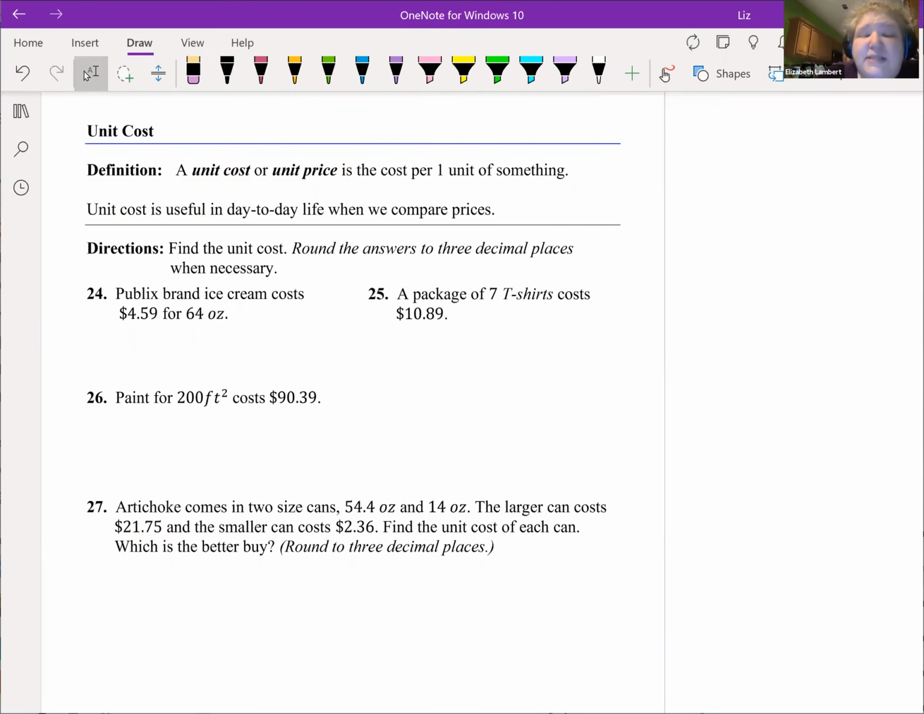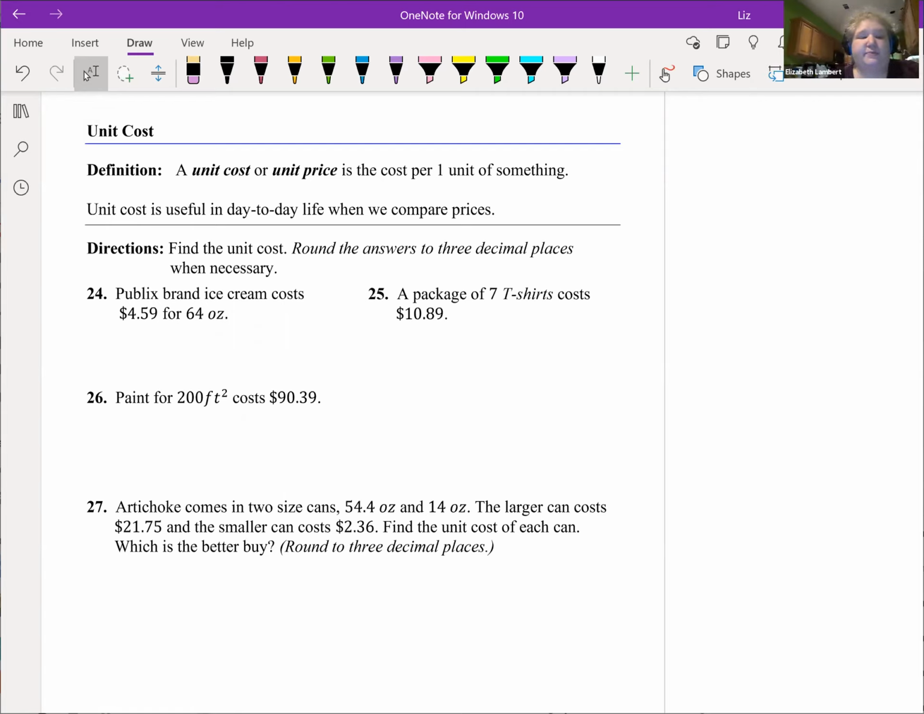Now, unit cost. This is one of the most common ways we use unit rates. So unit cost or unit price is the cost per 1 unit of something. So we saw that earlier with the dollars per gallon when we were pricing the milk. So we're going to do the same thing here. We're going to figure out what the 1 number would be. And we can figure out the price per single item.